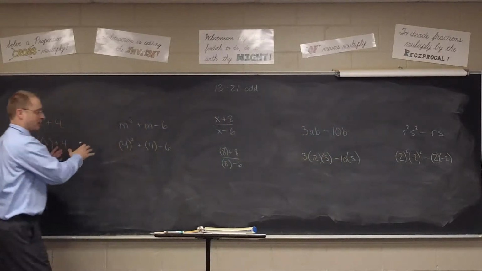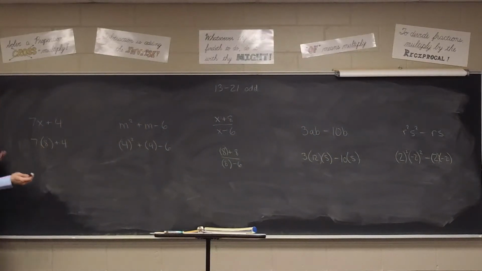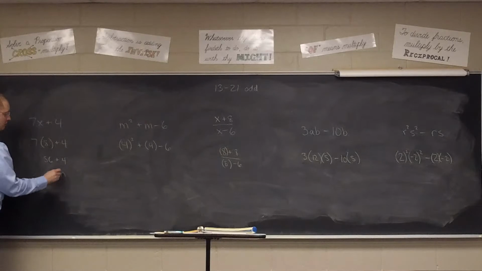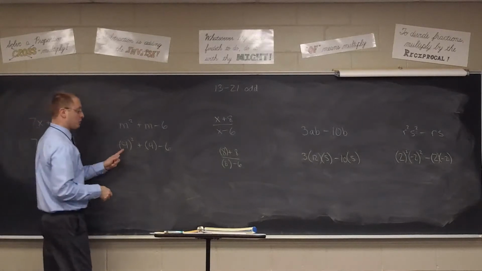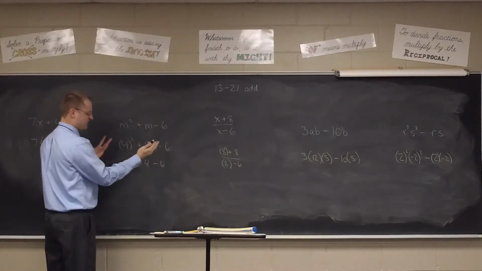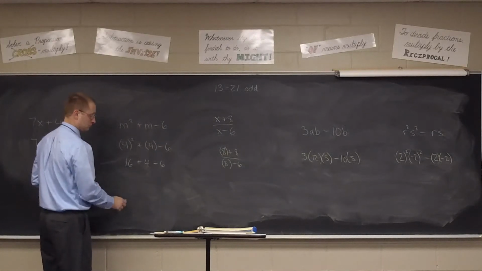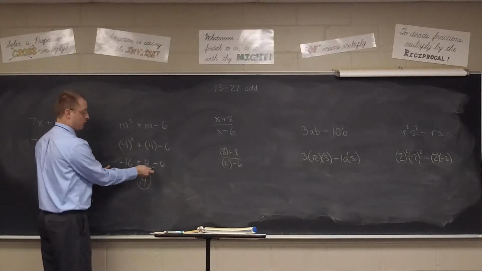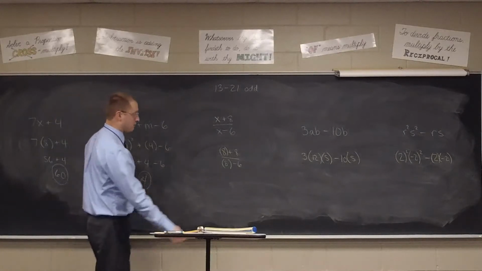Now normally you do these one at a time, but you get the idea. From there, it's order of operations. You multiply first, 56, and then you finish with the addition. 60. Super easy. Look at the next one. You raise to a power first. 16. And now it's all addition and subtraction. 14. And there we go. Right? You got positive 20, put the -6 with it, you get positive 14.